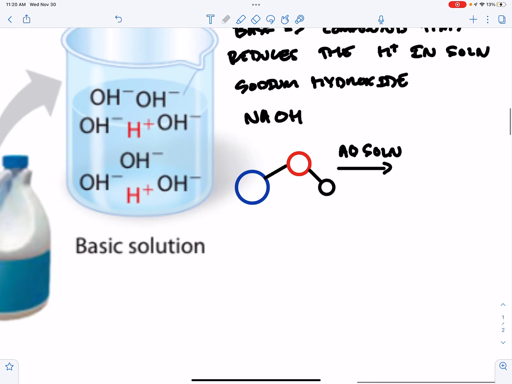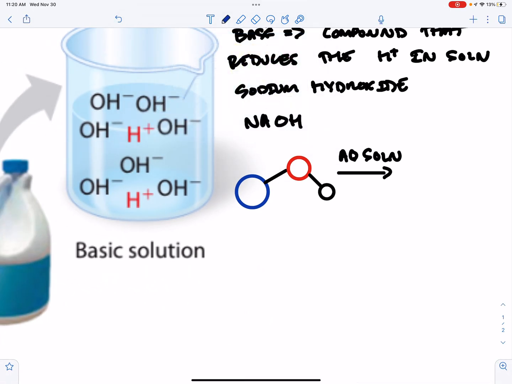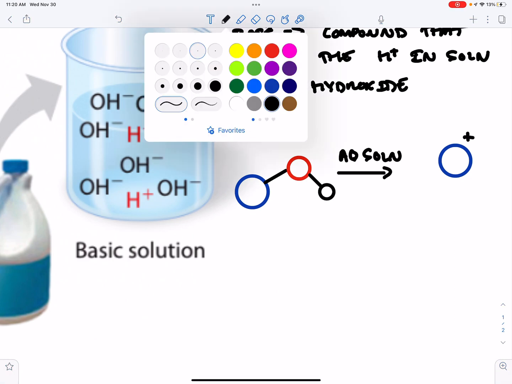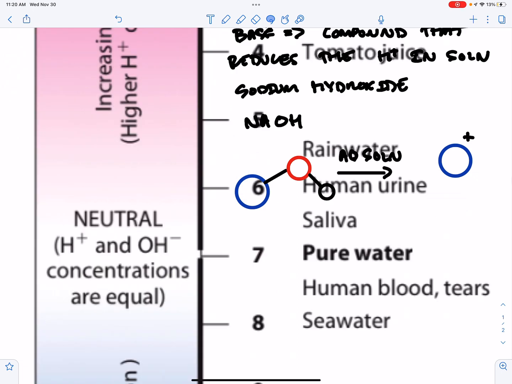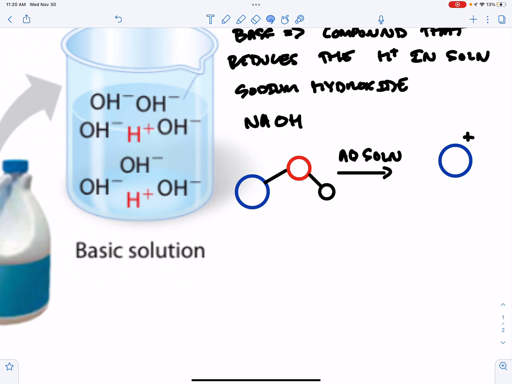what happens is that, just like the chloride, the sodium ion is very happy hanging out with a positive charge in solution, and then the OH minus group, the hydroxide ion, is now hanging out in solution with an overall negative charge on it.